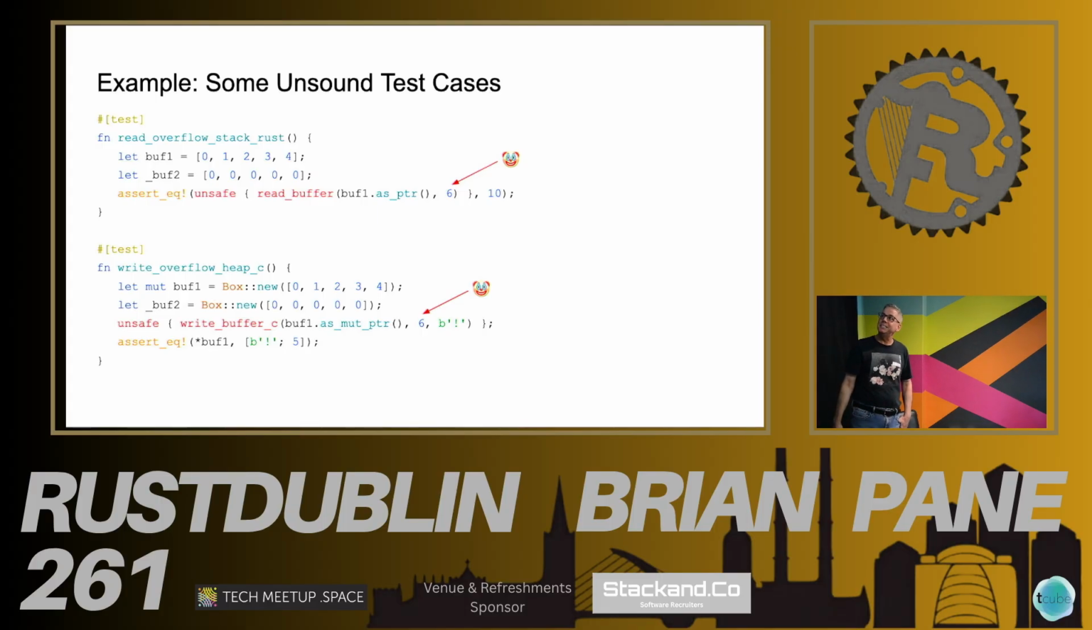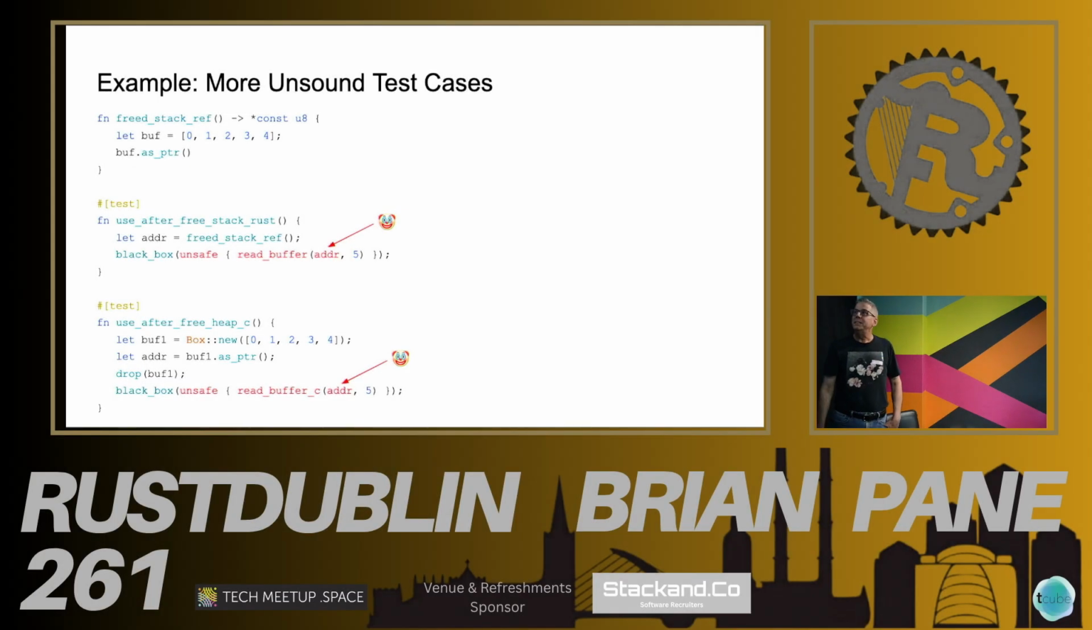Here in my first test case, I'm going to create a buffer on the stack, 5 bytes of data, and I'll then use my read function to read all 6 of those 5 bytes. This is unsafe, and it's also unsound. Undefined behavior at runtime. Next, I'll test out my C version of the buffer write function. I'll create a 5-byte buffer and write to all 6 of those 5 bytes. Also unsound.